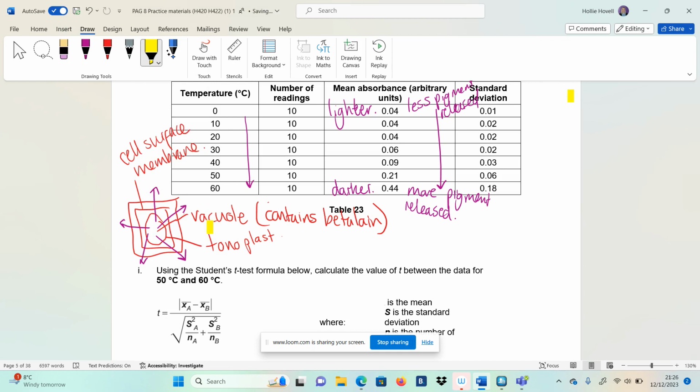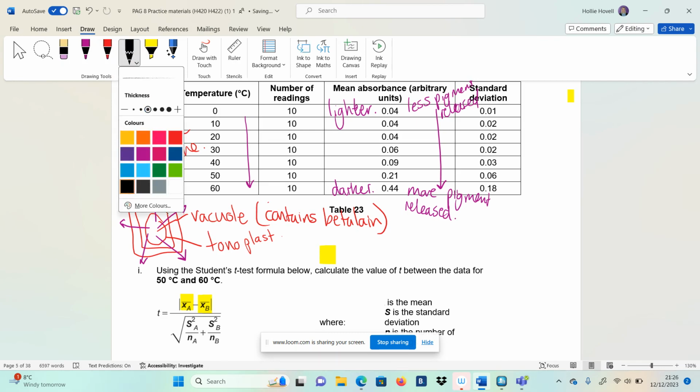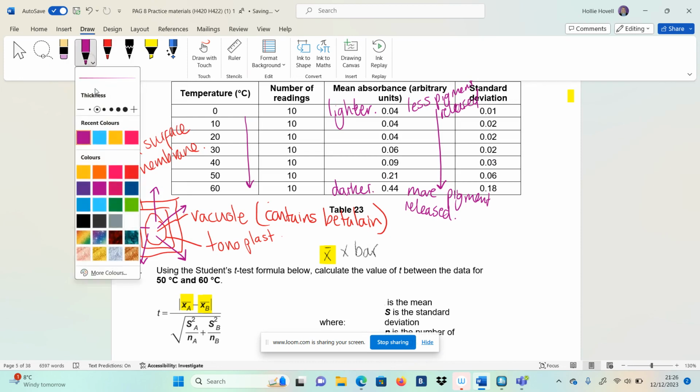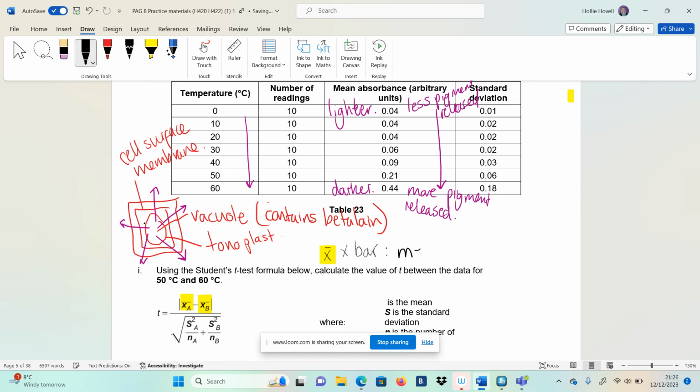So the first thing you're going to do is use x bar A minus x bar B. Now, x bar, x with a bar on it, just means mean. I know it looks fancy and scary, but x with a little line above it is called x bar. X bar is how we say it. Sorry, that's a bit of a blurry pen. So we call it x bar, and it just means the mean. So that's easier than it looks.